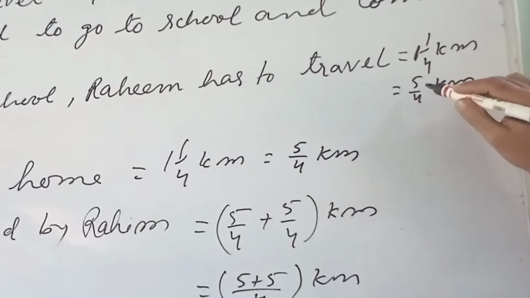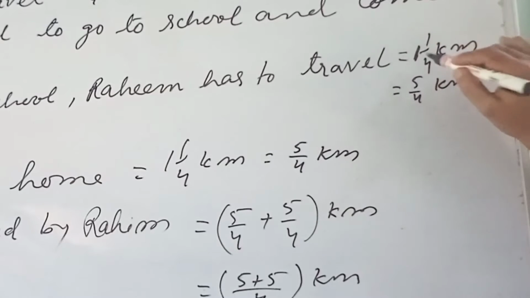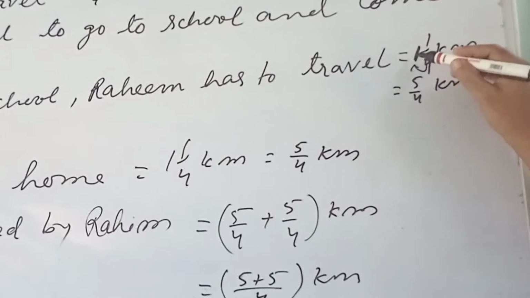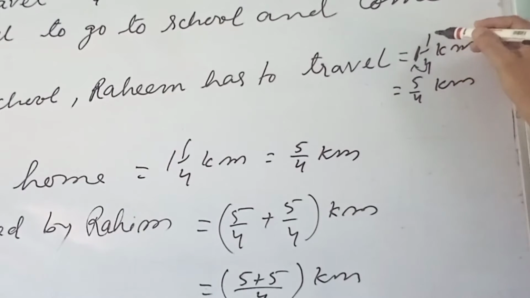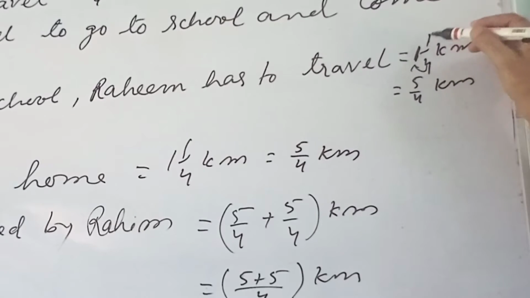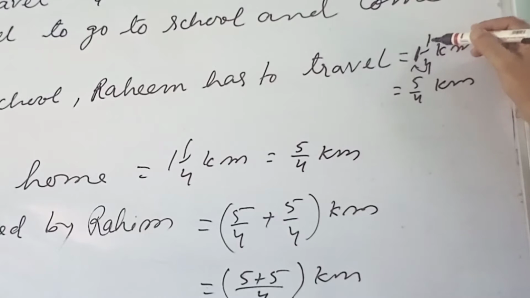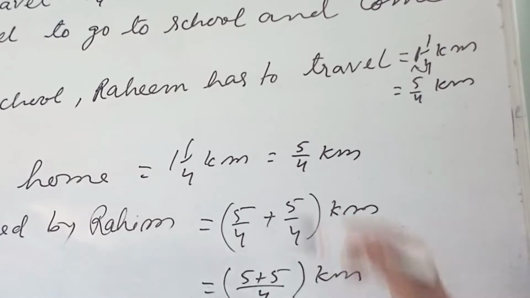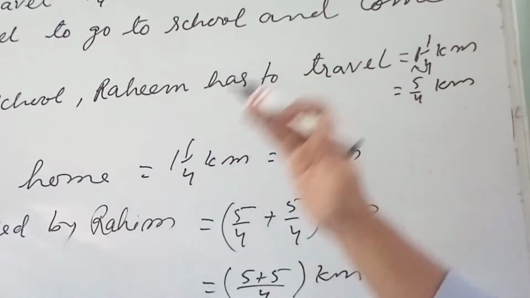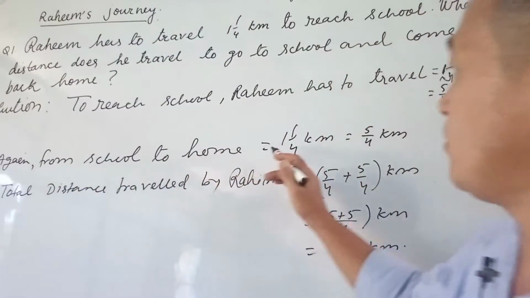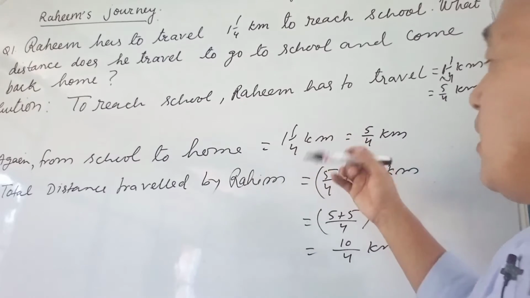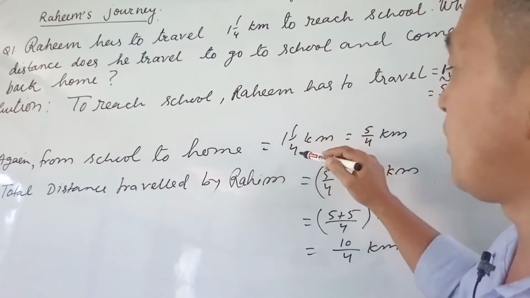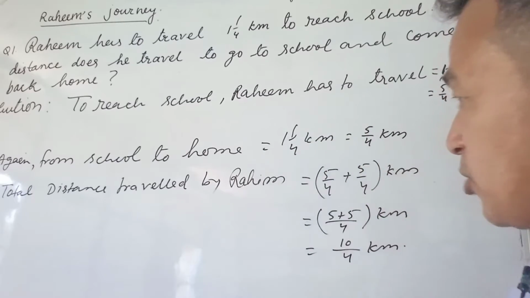To change this mixed fraction into improper, you need to multiply these two, 4 and 1. One 4 is 4, and you will add this 1 to the product of 4 and 1, and it will become 5. So it is 5/4 kilometer. That is to reach school. Again, he will come back home. From school to home, he will cover the same distance, that is 5/4 kilometer.